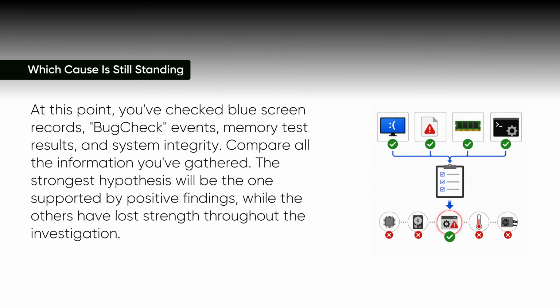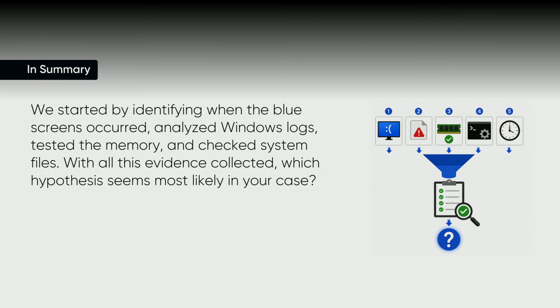At this point, you've checked blue screen records, BugCheck events, memory test results, and system integrity. Compare all the information you've gathered. The strongest hypothesis will be the one supported by positive findings, while the others have lost strength throughout the investigation. In summary, we started by identifying when the blue screens occurred, analyzed Windows logs, tested the memory, and checked system files. With all this evidence collected, which hypothesis seems most likely in your case?